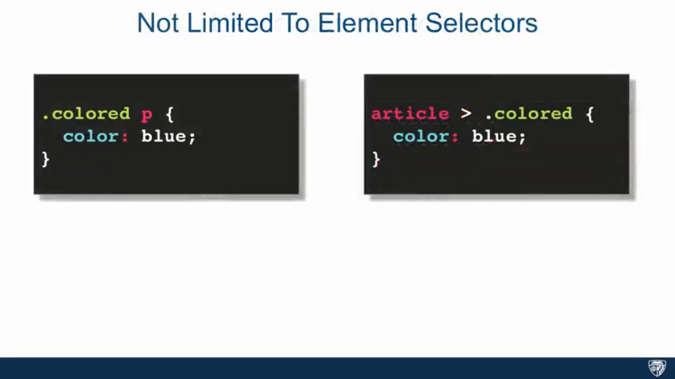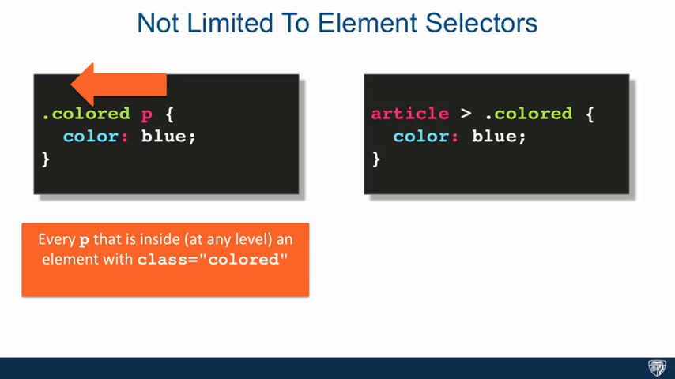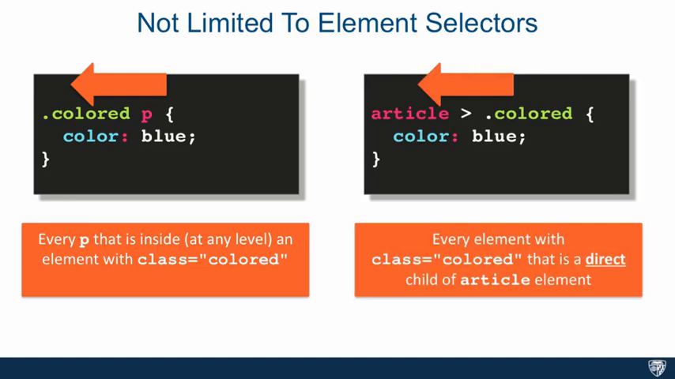Now, I want to point out that these selector combinations aren't limited to element selectors, even though that's what I've used in the examples. For example, we could have .colored space p, and that will mean, again reading it from right to left, that every p element that is inside, at any level, of an element with class equals colored will have its text color turn to blue. In the case on the right, we're using a direct child selector to say that every element with the attribute class equal to colored that is a direct child of an article element will have its text turn to blue.